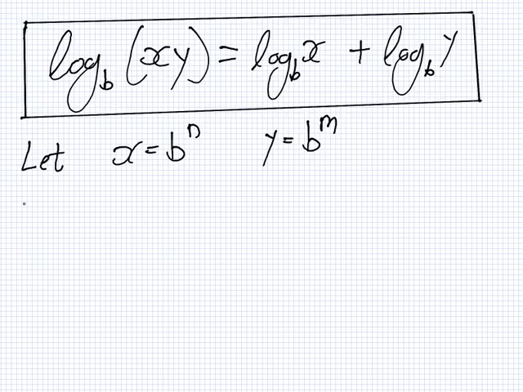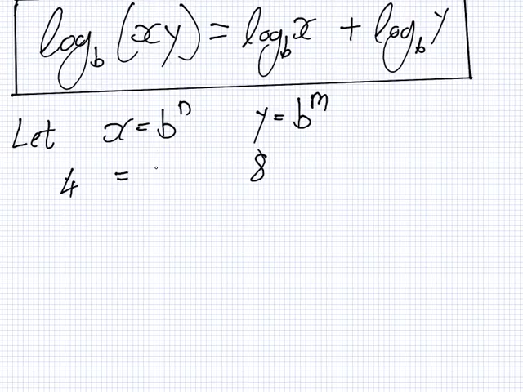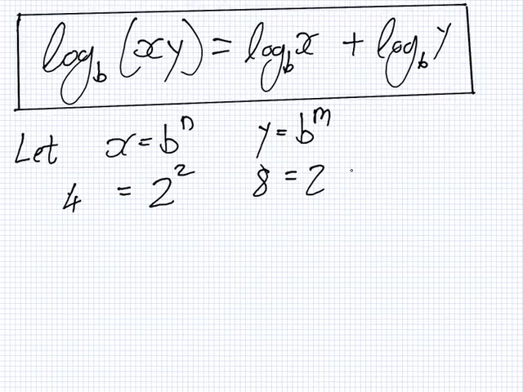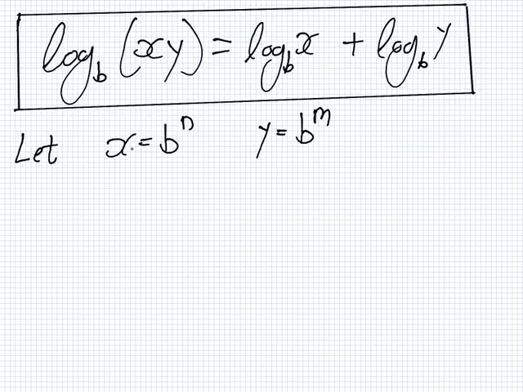For example, if x was 4 and y was 8 and b was 2, then 4 would be 2 squared and 8 would be 2 cubed, 2 to the power 3. So we say let x equal b to a power and let y equal b to a power.